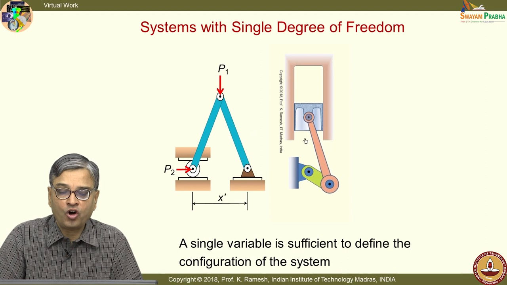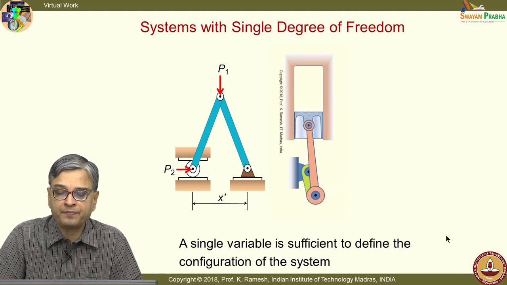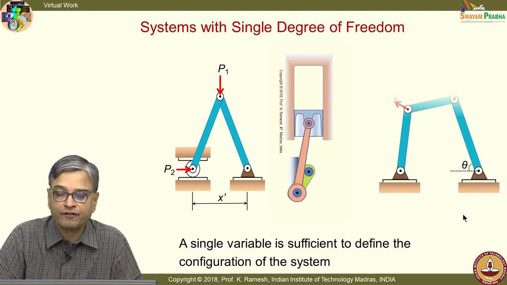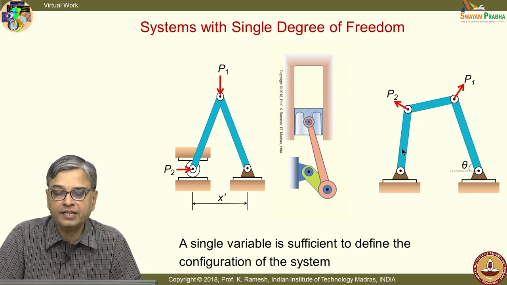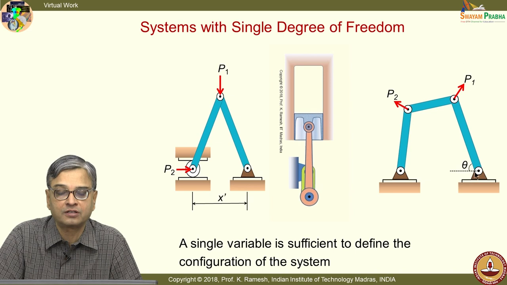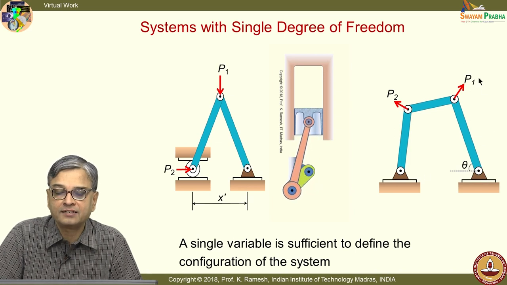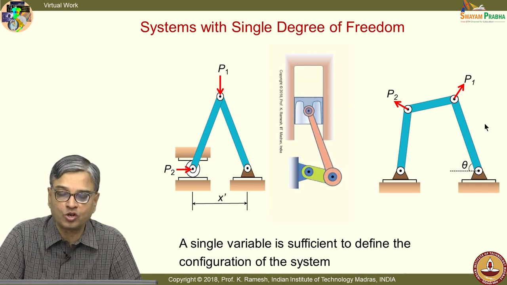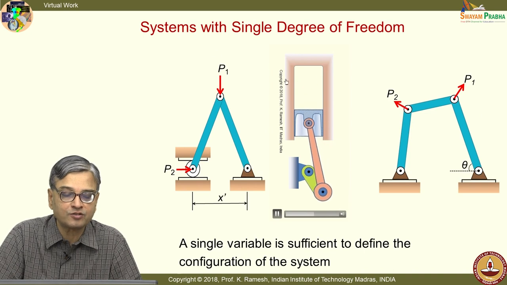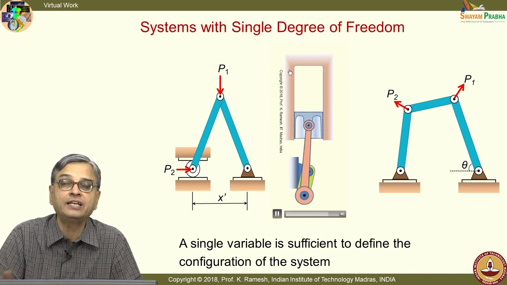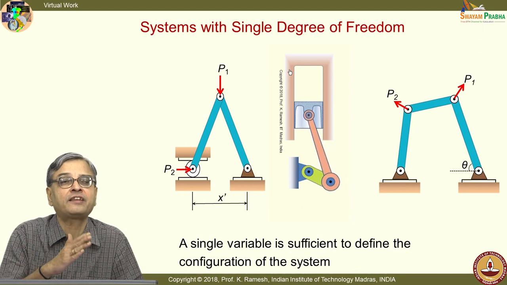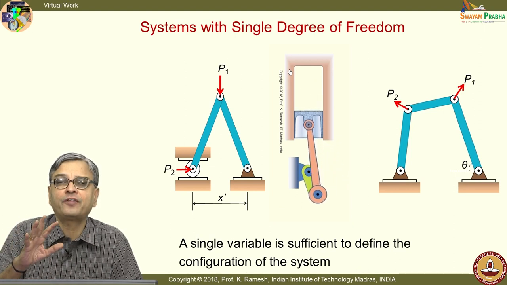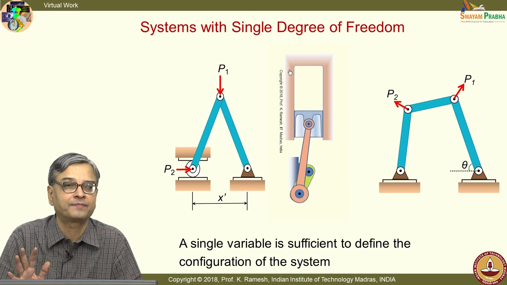Fine. And all of this come from what is known as a 4-bar mechanism. I have 1, 2, 3, and this fixed end is called the 4th link. And this is called a 4-bar mechanism. This is also a 4-bar mechanism. This is also a 4-bar mechanism. Actually, in engineering, many, many useful machines can be traced back to some modification of the 4-bar mechanism.